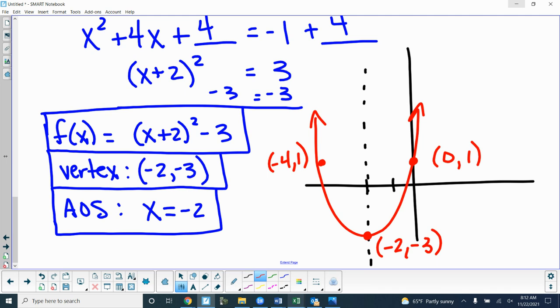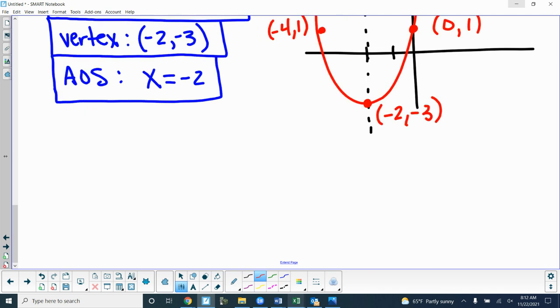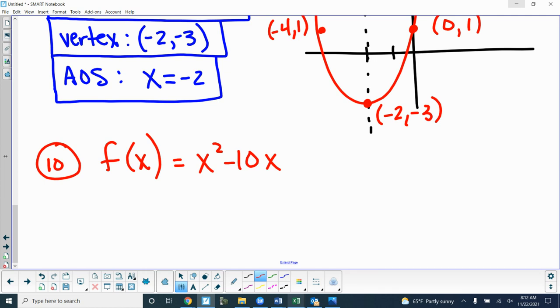Number 10. I'll do the other way, where I find the axis of symmetry first, and then the vertex, and then put it in vertex form. So to find the axis of symmetry, we have a little formula we can use. X equals negative b over 2 times a.